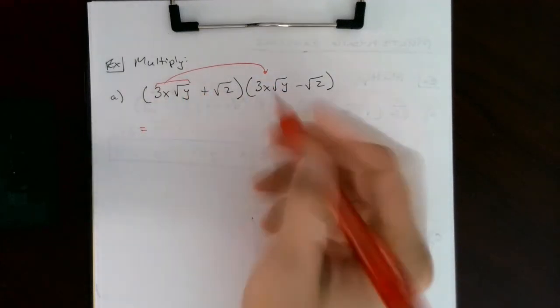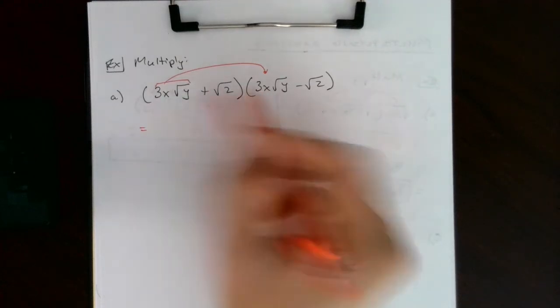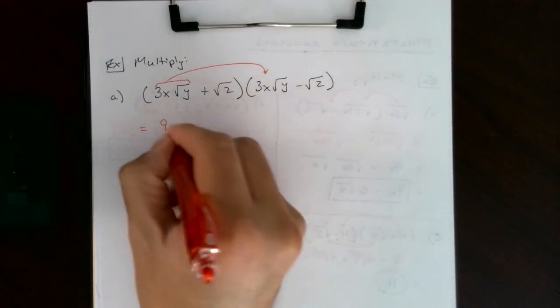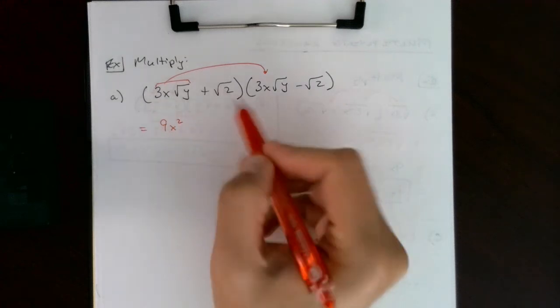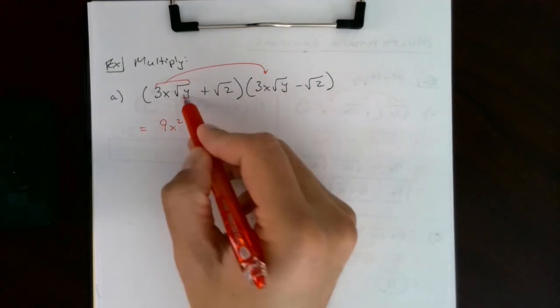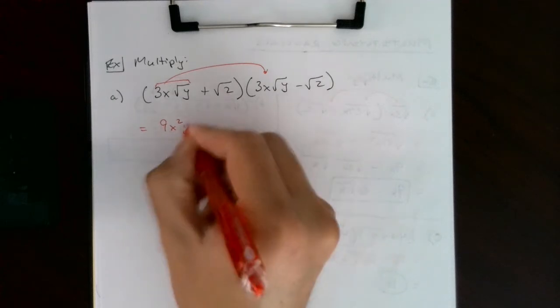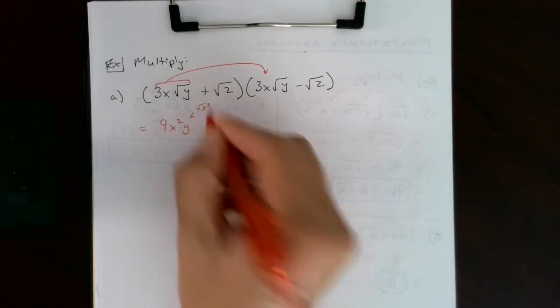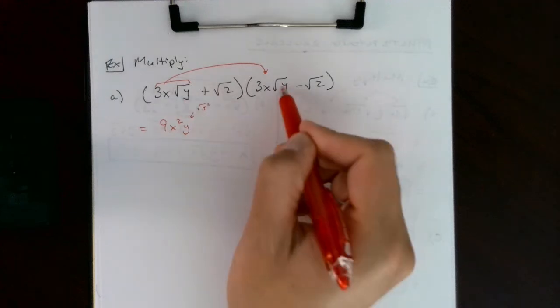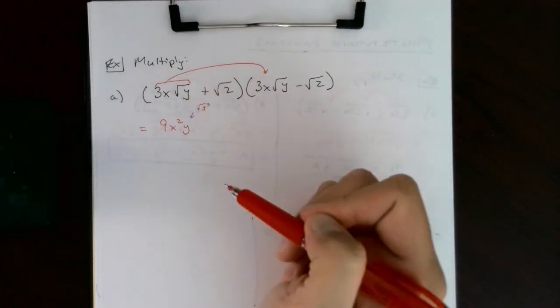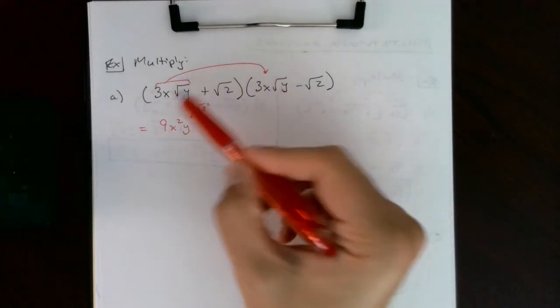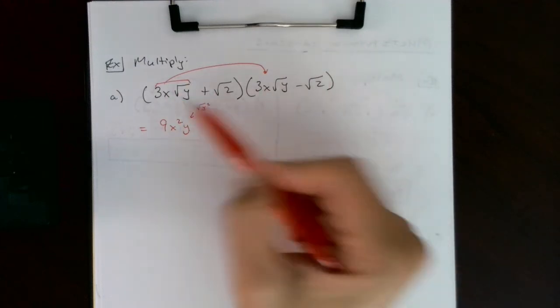And that would give me 3x times the 3x. Remember, you multiply the coefficients, would give me a 9x squared. And then square root of y times square root of y, well remember the square root of something times itself is just whatever's on the inside, so times y, right? That's because you really have the square root of y squared. When you do square root of y times square root of y, it's the square root of y squared, which is just y.